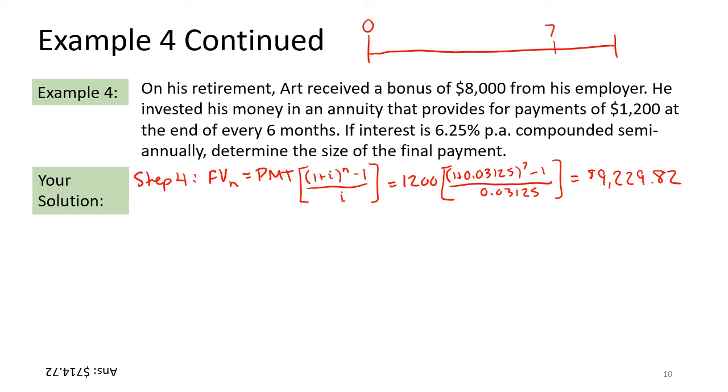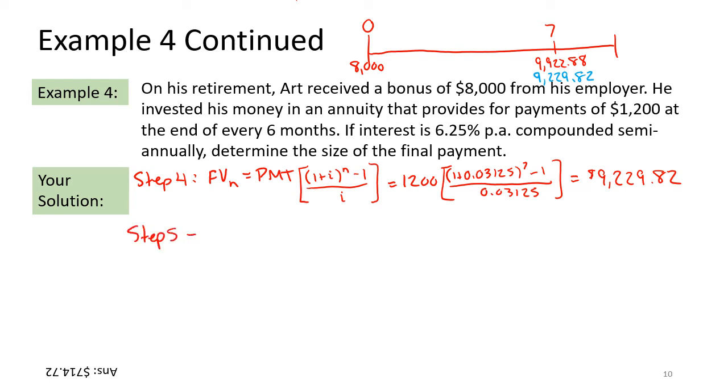Remember, going back to our timeline, we're at time 0. We've now translated both the annuity and our principal to this payment period in the future. Remember, we started with $8,000. Our future value was $9,922.88. And our future value of the annuity is $9,229.82. So now in step 5, we simply find the difference between those two.